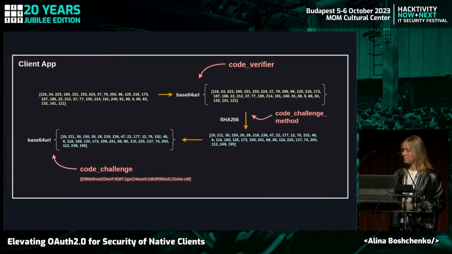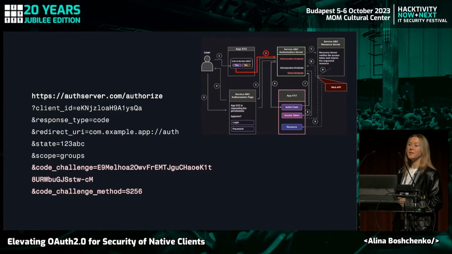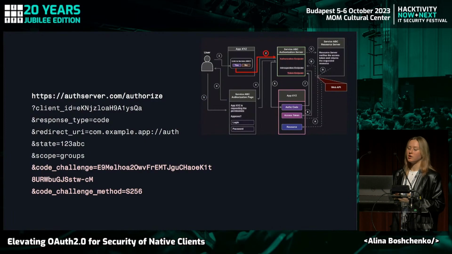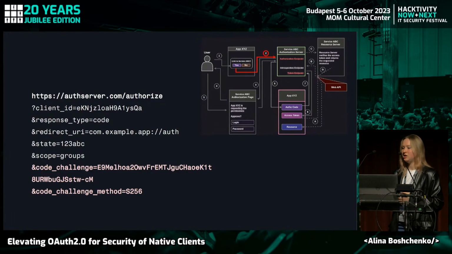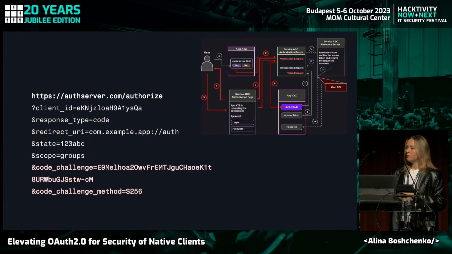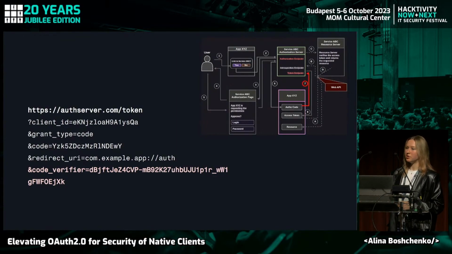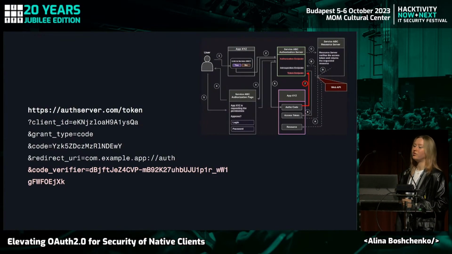How are we going to use this? First of all, when the client application makes the very first request to authorize on our server, we need to include, apart from other parameters, the values of code challenge and code challenge method. Those values are stored alongside the client ID in the authorization server and can be used later. Then we perform the rest of the flow, and here we get the code, and we want to exchange this code for the token. And in this request, apart from other parameters, we include the value of the code verifier.